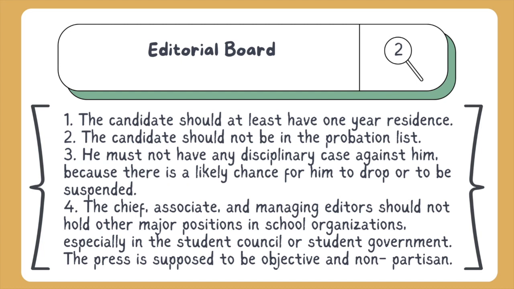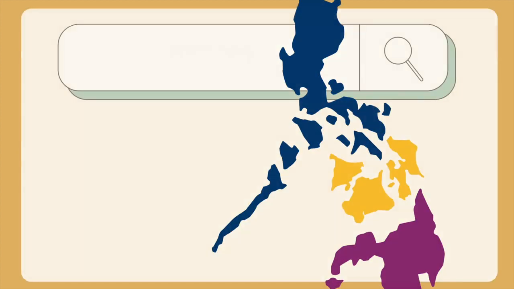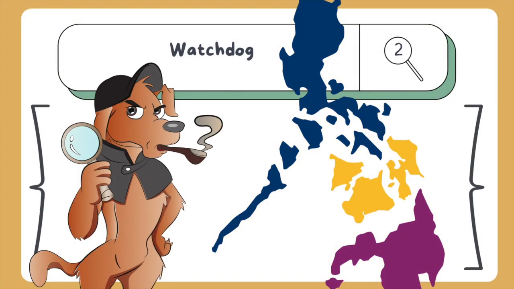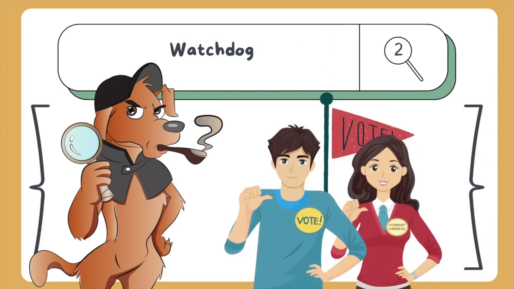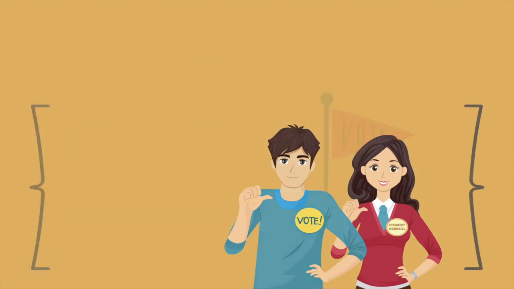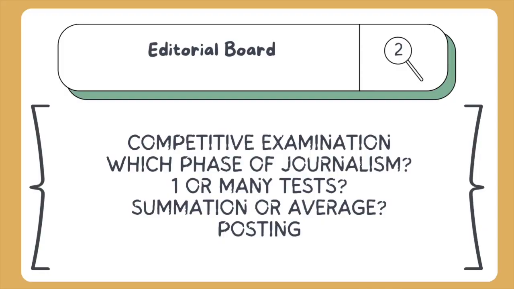The chief, associate, and managing editors should not hold other major positions in school organizations, especially in the student council or student government. The press is supposed to be objective and non-partisan. Since journalists are considered watchdogs of the government, student journalists are also watchdogs of the student government and the school administration. When it comes to selecting the Ed Board, the SPA may also further do the following.